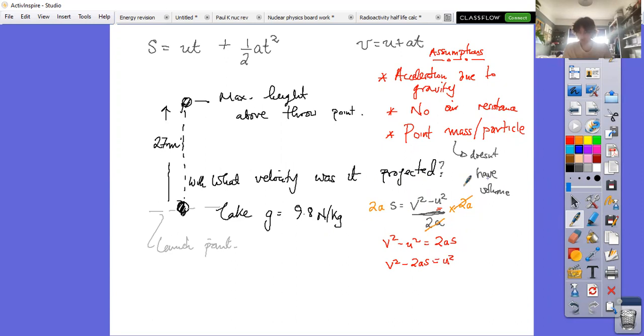Yeah, that's what I wrote. Is that what you wrote? Oh, you were spot on. Sorry, I didn't hear that part very clearly. And then v is 0. Absolutely well done, at the maximum, v is 0. So that term disappears. And then I did 2as, and then I square rooted it.